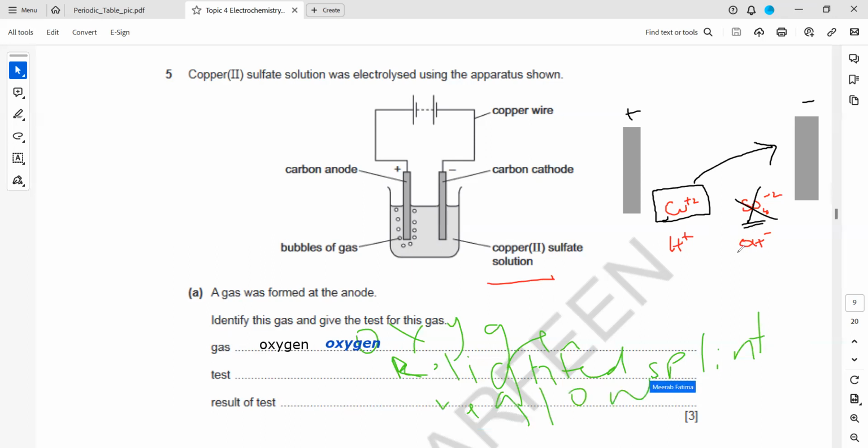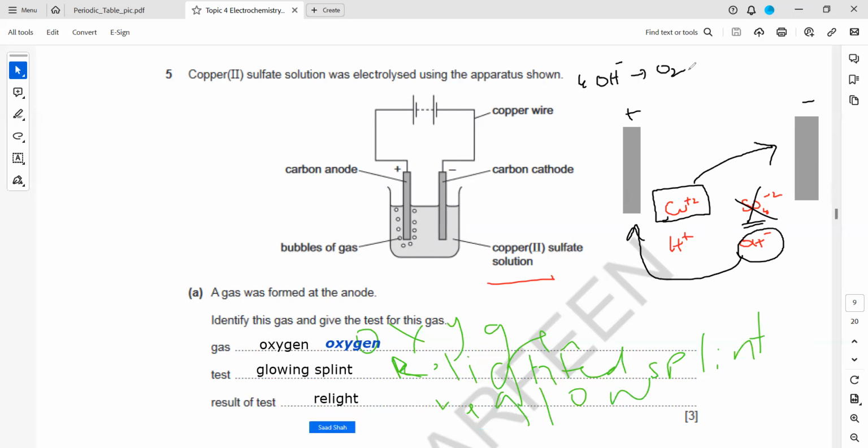Even if they are more or less. So we are left with hydroxide. And whenever a hydroxide ion moves there, the equation is that it will give oxygen and two water molecules plus 4e. So there will always be bubbles of oxygen. So the gas which is given off is oxygen, and the test is a glowing splint, and the result is that it will relight or rekindle.